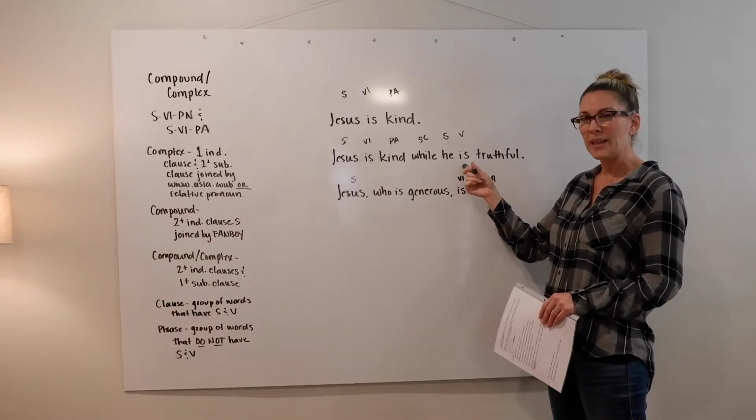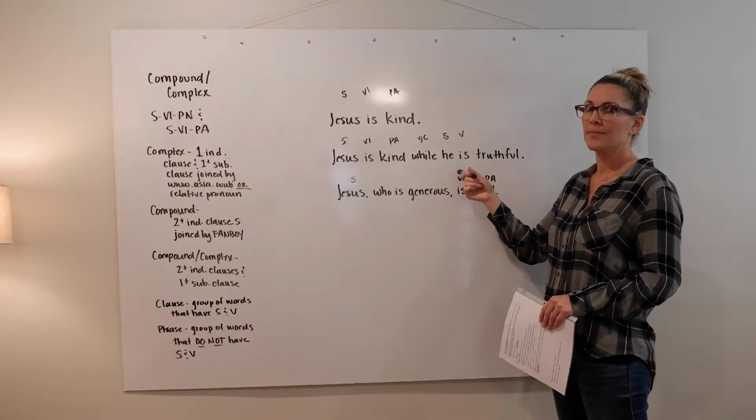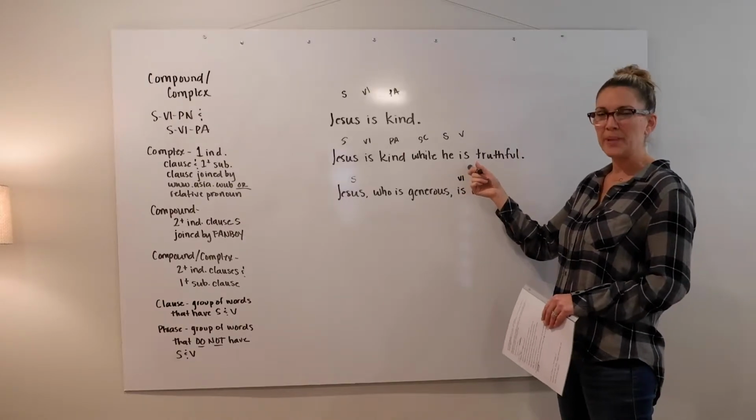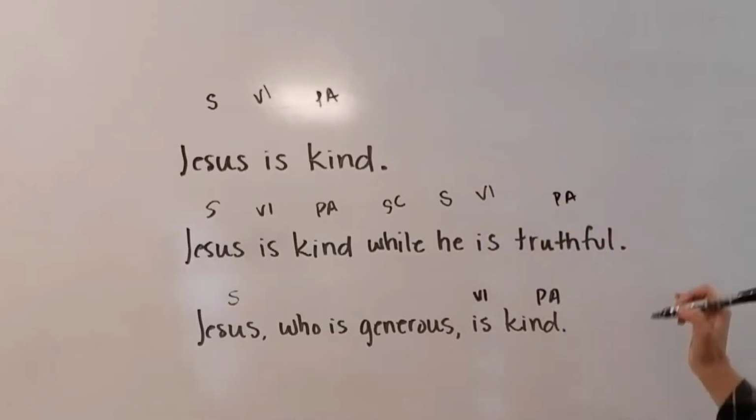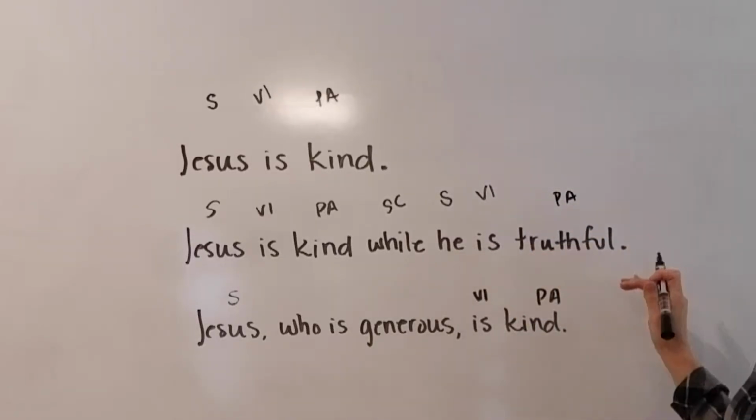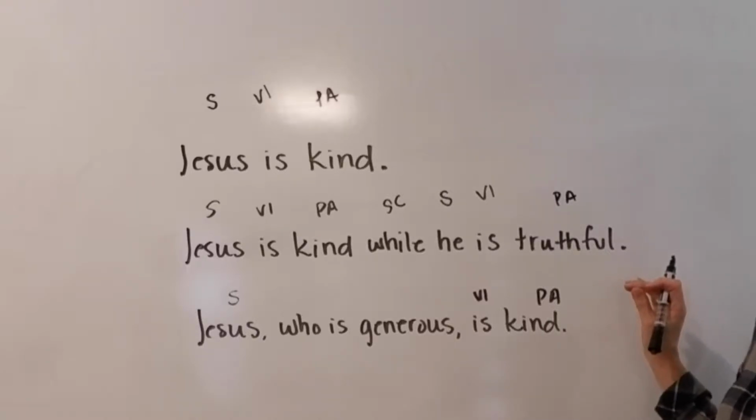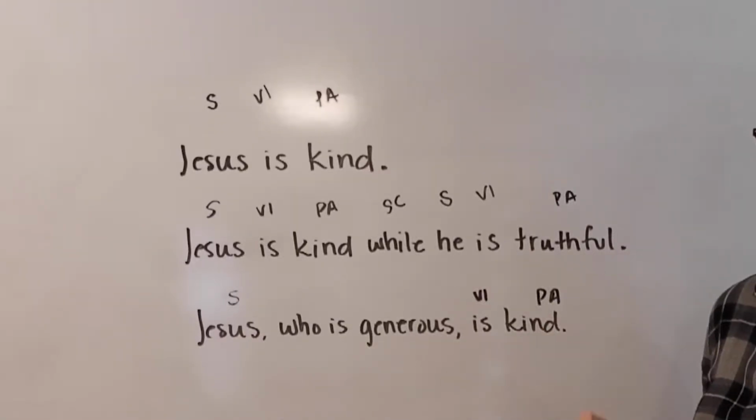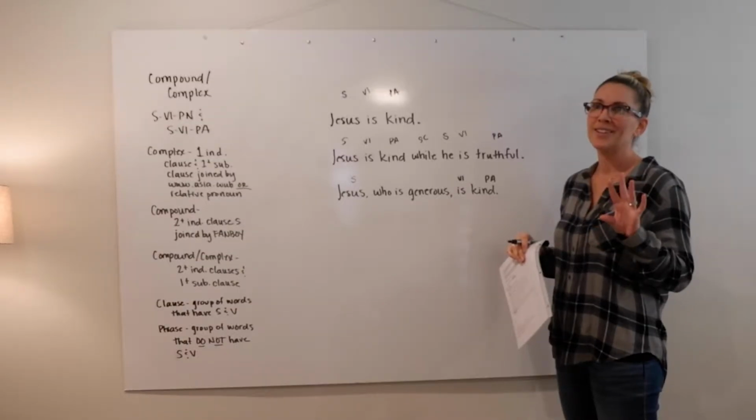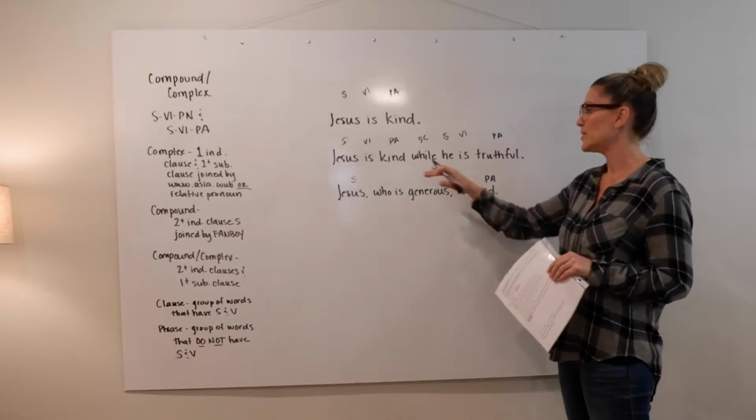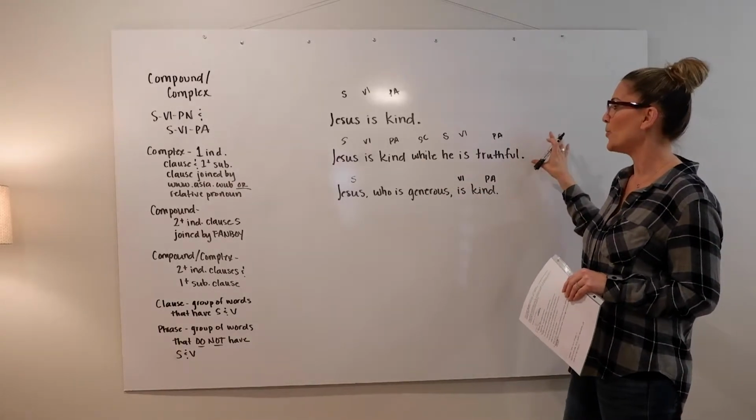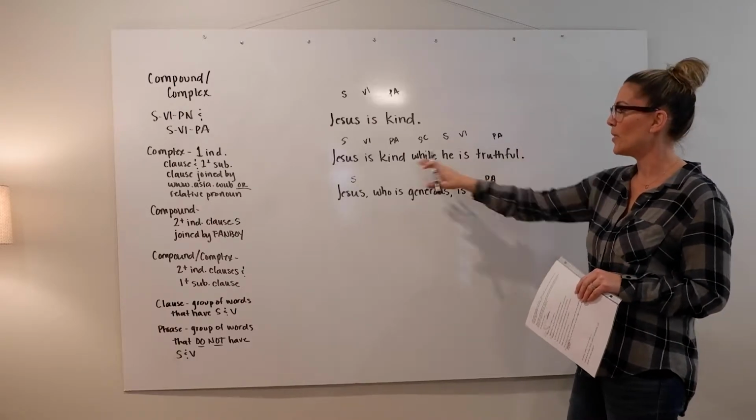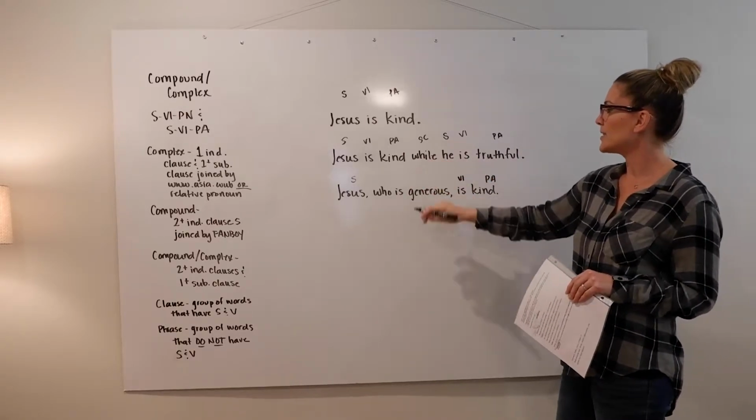Is he doing anything? Is this an action verb? No. He's just being something, right? So we do indeed have a subject, verb, linking, predicate adjective pattern. While he is truthful, could that be a sentence all by itself? No, it doesn't make complete sense, right? We need 5 things to make a sentence: a subject, a verb, a capital letter, an end mark, and it has to make complete sense. So "while he is truthful" doesn't make complete sense, couldn't be a sentence all by itself. So we do have a complex pattern here. We have 1 independent clause, 1 subordinate clause.